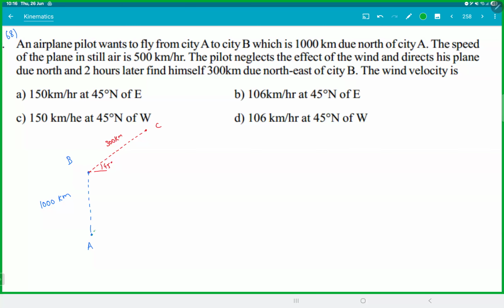So actually what happened? The plane was trying to fly like this. So the pilot was trying to go like this. He's trying to go straight. But the wind dragged you to point C. That is what happened. The plane is looking straight, but it is going at an angle. So how do you start?